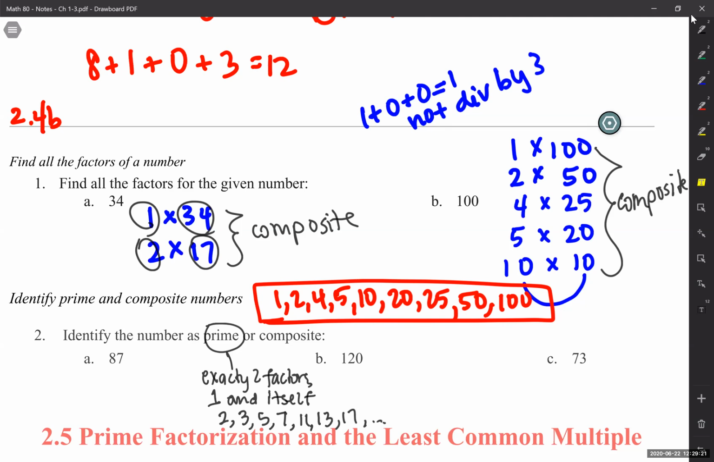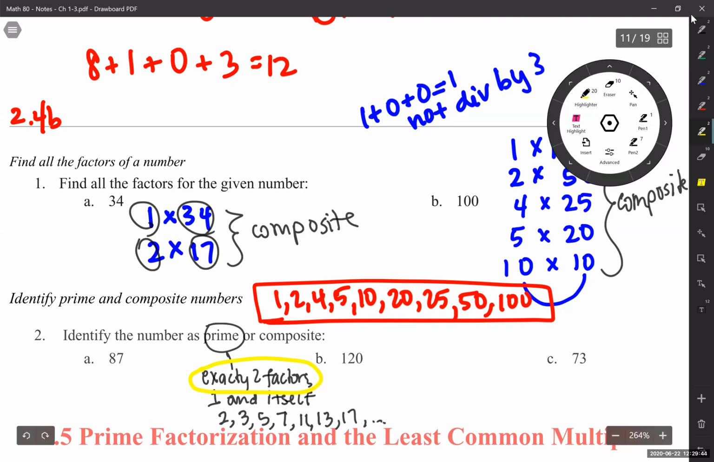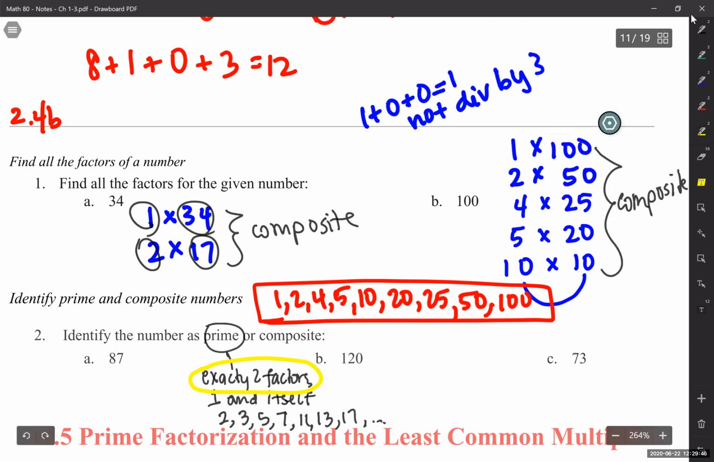You might have been confused about the number 1. And the reason the number 1 is not on the list is because it says exactly 2 factors. And if you think about how do you make the number 1, it's only 1 times 1. That's just the number 1. It doesn't have 2 factors. It only has 1 factor. So that would be an example of neither. So number 1 is not prime and it's not composite. Okay, but let's look how to check these using our divisibility rules.